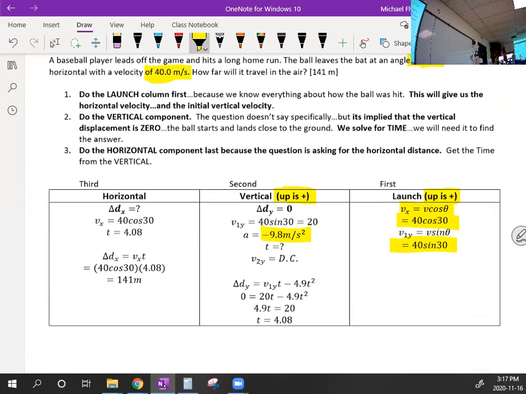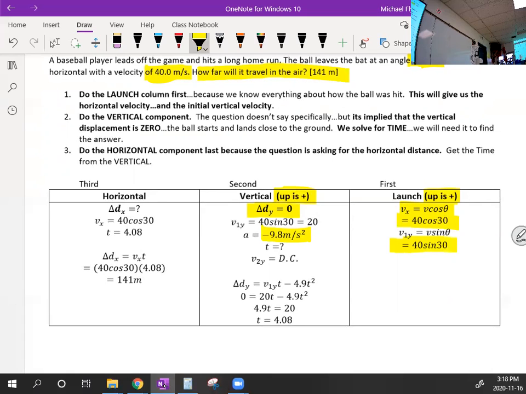Now, here's what we're gonna do. We read the question, it says, how far will it travel in the air? Okay, in other words, what is its range of this projectile? How far will it travel through the air before hitting the ground or before wherever it lands, okay? And here's the deal. We know that delta dy is 0 because we're assuming that it starts very close to ground level where you hit it, and it's going to land on the ground in the field somewhere.